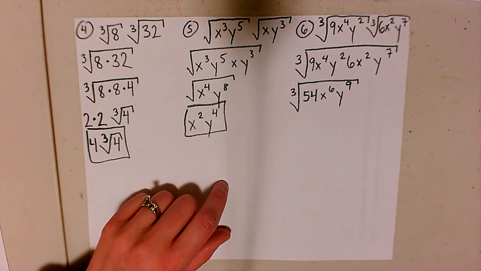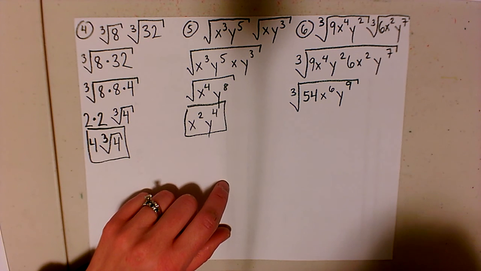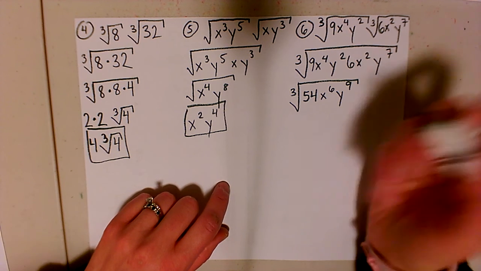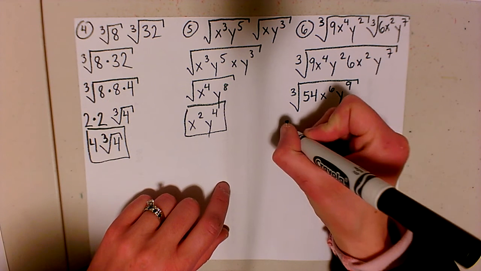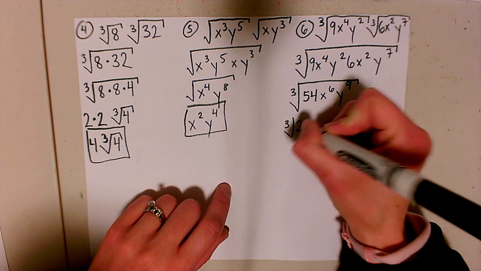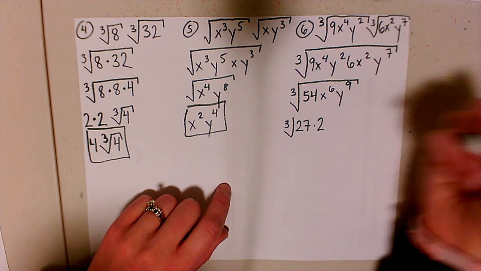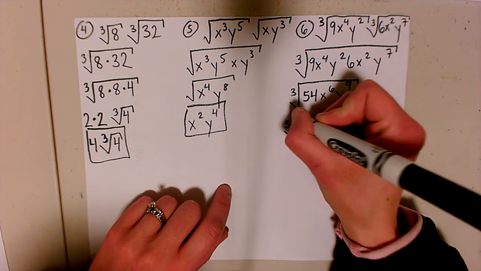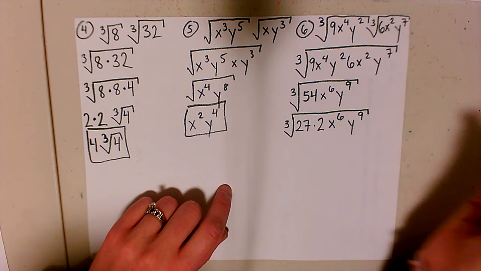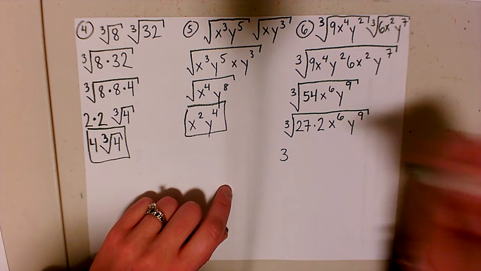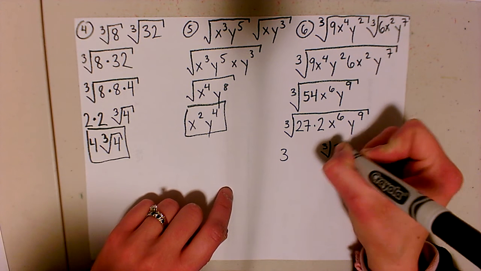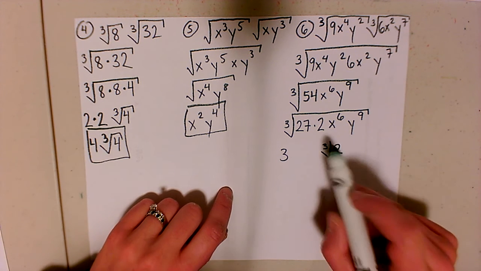Okay, so now cube roots, well, 54, I'm trying to think of perfect cubes inside of 54, and we have 27. So 54 is the same thing as 27 times 2, and then I have x to the 6th, y to the 9th. So the cube root of 27 is 3. I can pull that on the outside. I can't do anything with the cube root of 2, so I'll have to leave that on the inside.